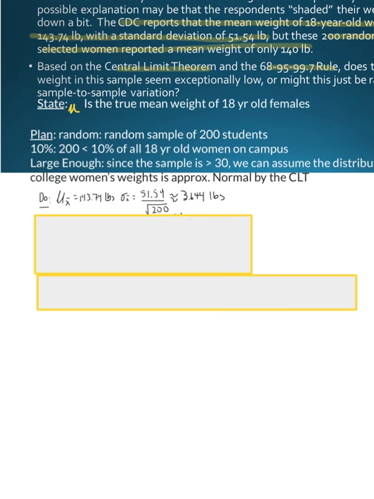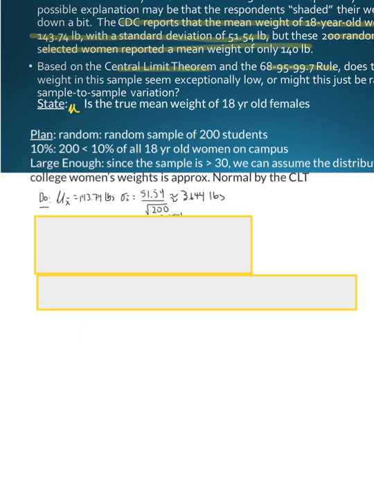So the first step in our do step is to figure out what our sample mean and standard deviation is. Remember, the sample mean is going to be the same thing as the population mean, which was given to us of 143.74 pounds. The standard deviation, I have to take our population standard deviation and divide by the square root of 200, and we get approximately 3.644 pounds.